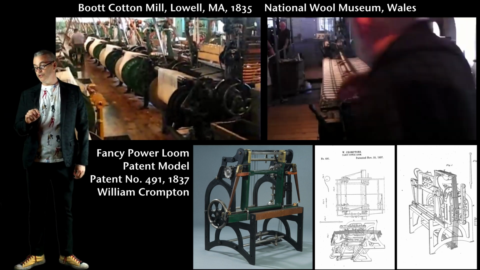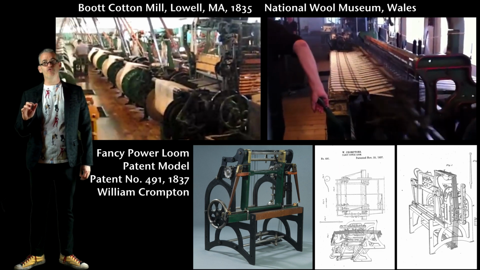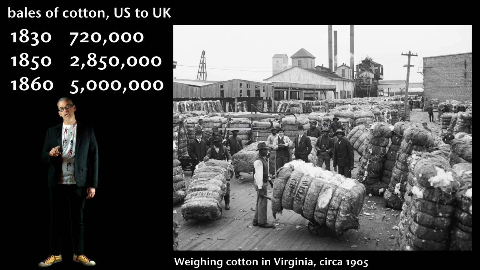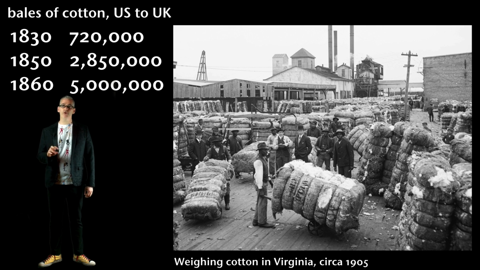This improved ability to weave led to a dramatic increase in the demand for cotton. The cotton trade between the United States and England exploded. In 1830, we were shipping 700,000 bales of cotton to England, and by 1860, over 5 million. That crazy increase created a really complicated relationship between England and America and the rest of the world as well.